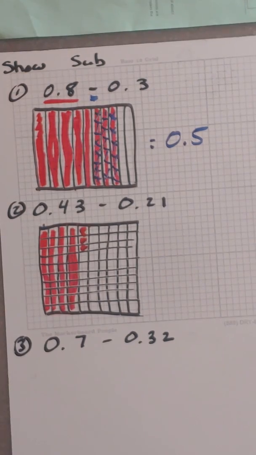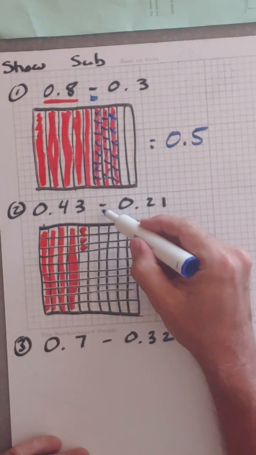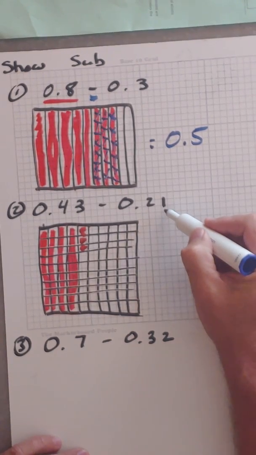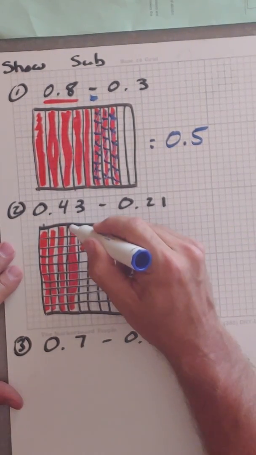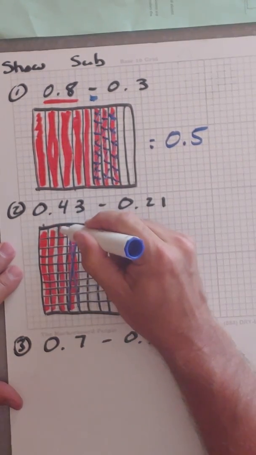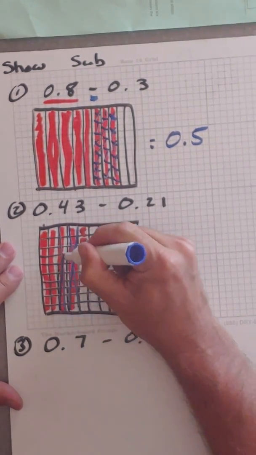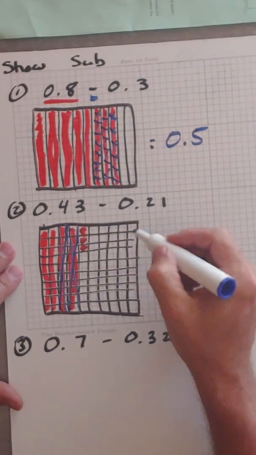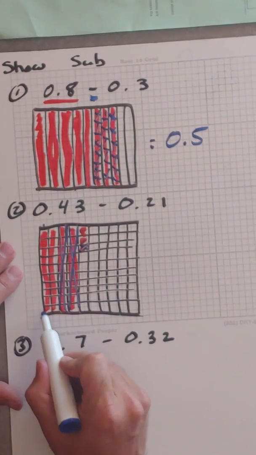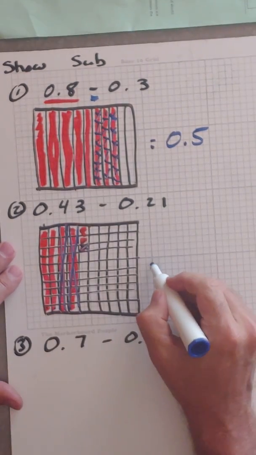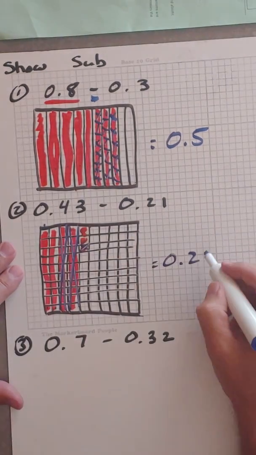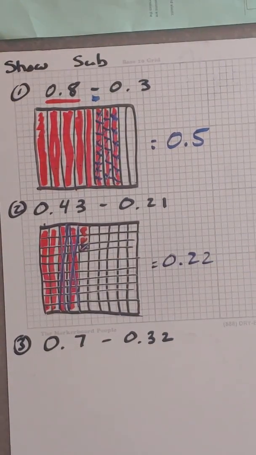So then what I'm going to do is this tells me to take away 2 tenths and 1 hundredth. So here are the tenths that I can take away. I can take away that tenth and that tenth. Okay, so those are taken away. And then I can take away this hundredth. So then what I'm left with is 2 tenths. So this equals 0.2, and then 2 hundredths, so 0.22.